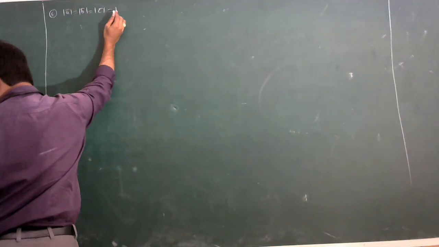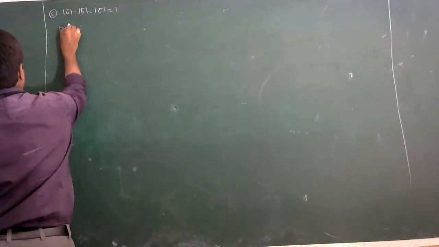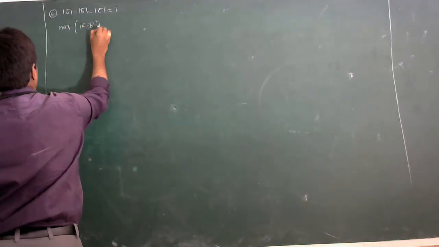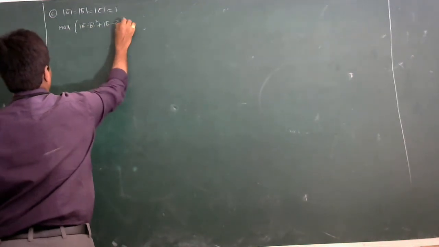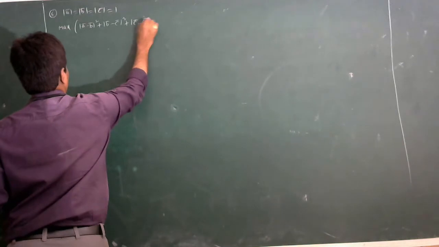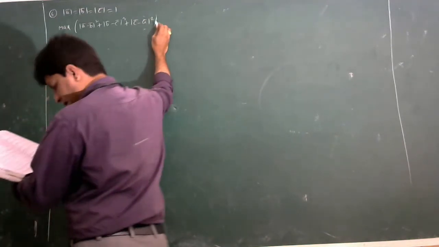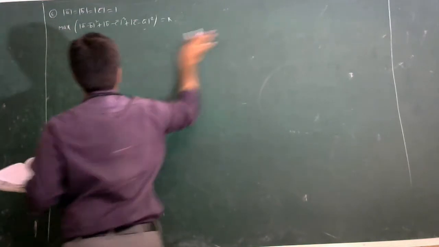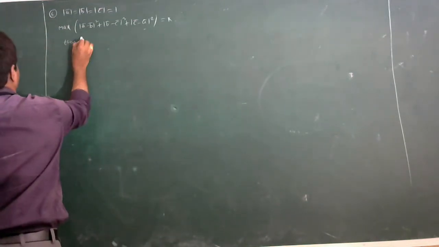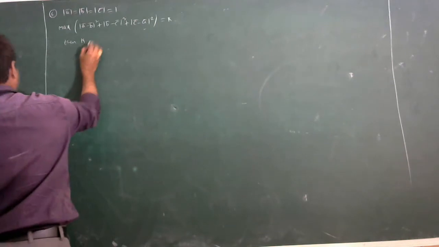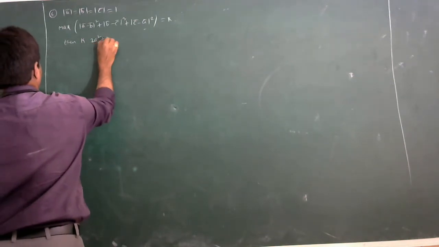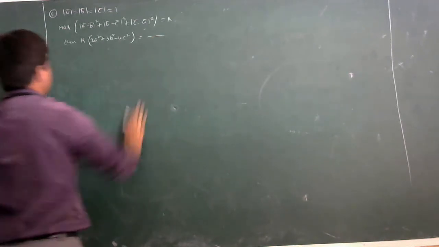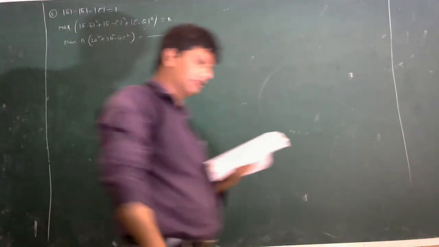We have to find the maximum value of mod of A bar minus B bar whole square plus mod of B bar minus C bar whole square plus mod of C bar minus A bar whole square, which is given as K. Then we have to find the value of K into 2A square plus 3B square minus 4C square. That means if you find the value of K, then you will get the answer easily.